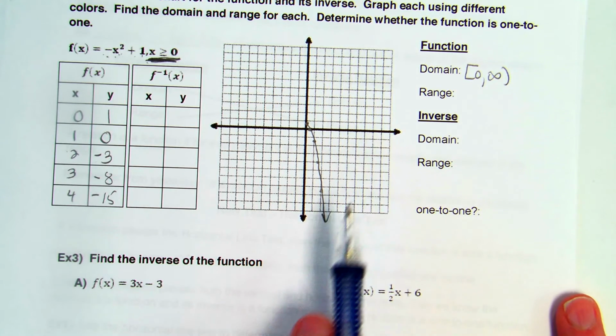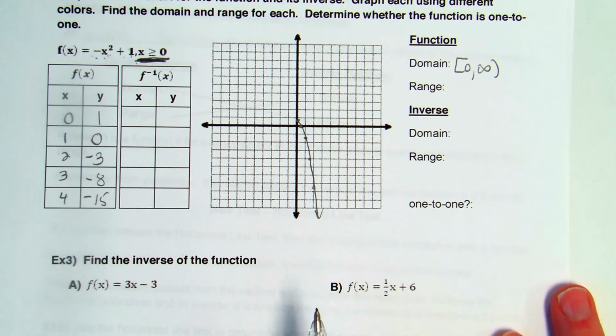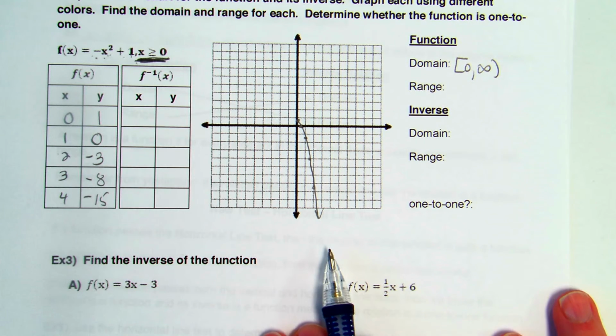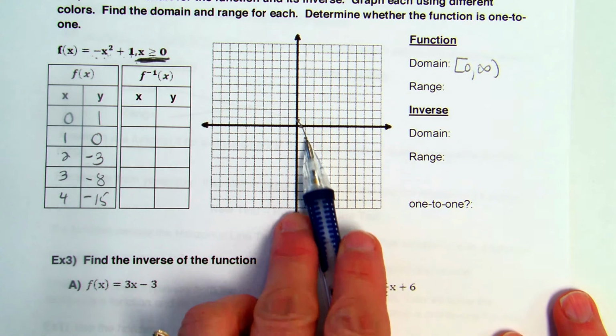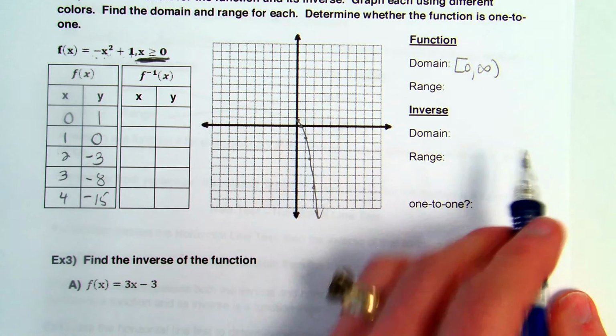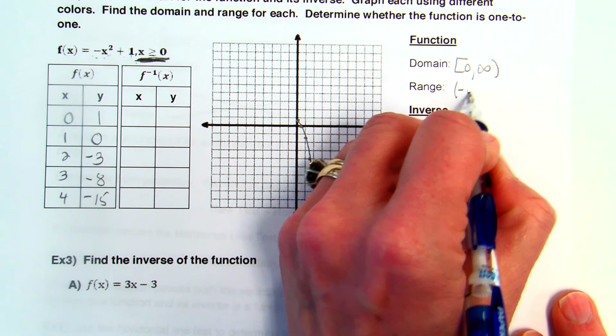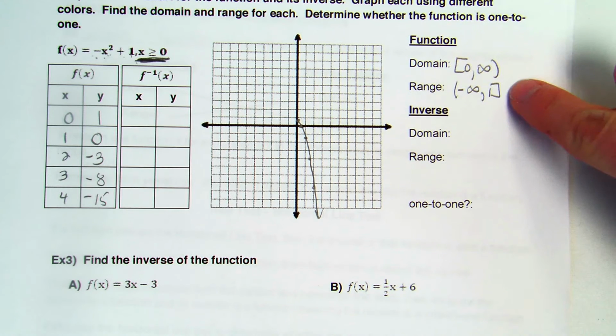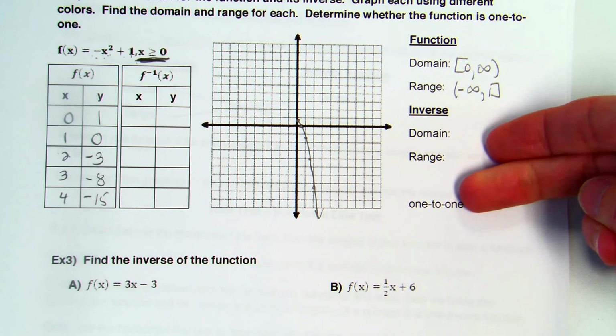What about the range? The range is from down to up. So what's the range? Where's my lowest y value? Negative infinity up to where? 1. Good. So negative infinity up to 1, and it does include it. Now, according to that right there, we know what this domain and range down here should be. Okay? Let's see if that's what happens.